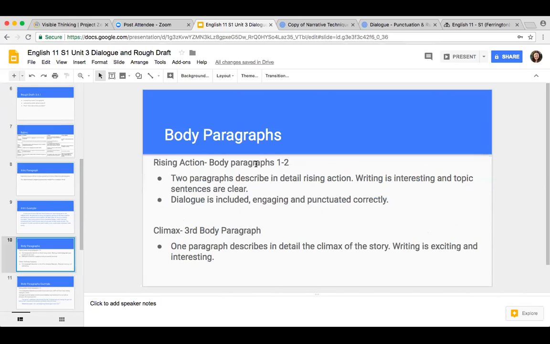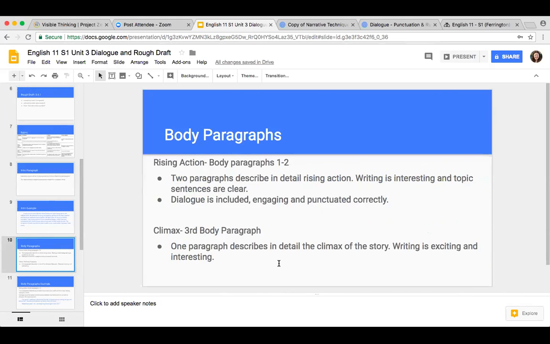You are going to have 3 body paragraphs. When you're looking at the rubric, the 3 body paragraphs are broken up into body paragraphs 1 and 2, which is your rising action, and then body paragraph 3 is your climax. The first 2 body paragraphs describe in detail the rising action. The writing is interesting and topic sentences are clear. Dialogue should be included, engaging, and punctuated correctly. So if you want to get an A, these are the things you have to include in body paragraphs 1 and 2.